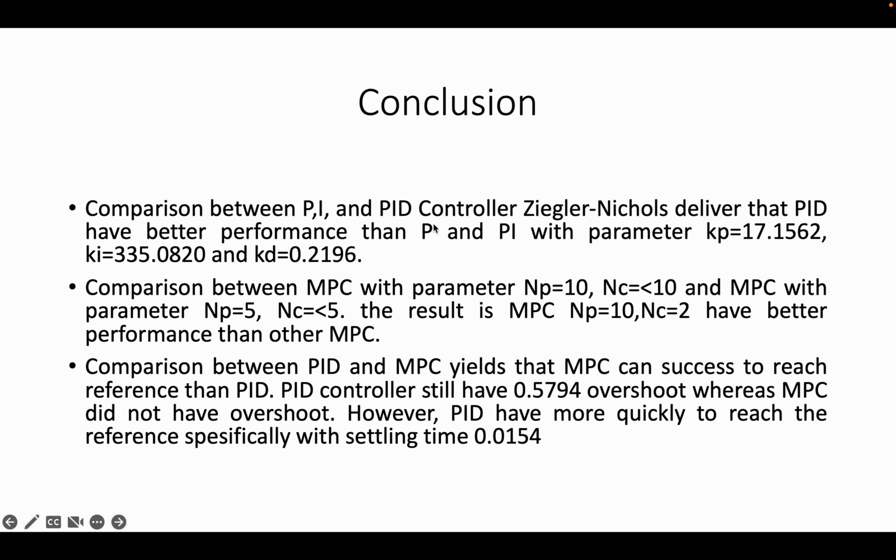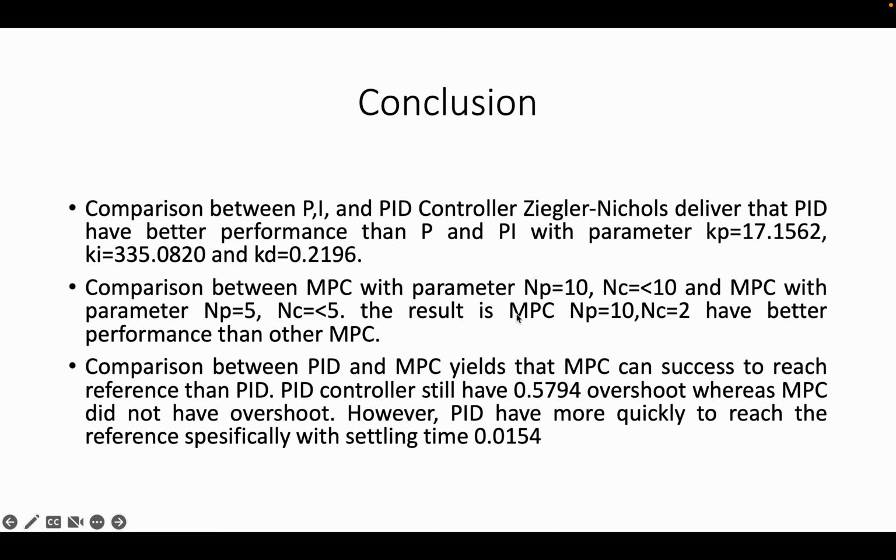So for the conclusion, the comparison between P, PI and PID controllers with Ziegler-Nichols shows that PID has better performance than P and PI, with the PID parameters Kp equal to 17.15, Ki equal to 335.08, and Kd equal to 0.21. And the comparison between MPC with varying NP.